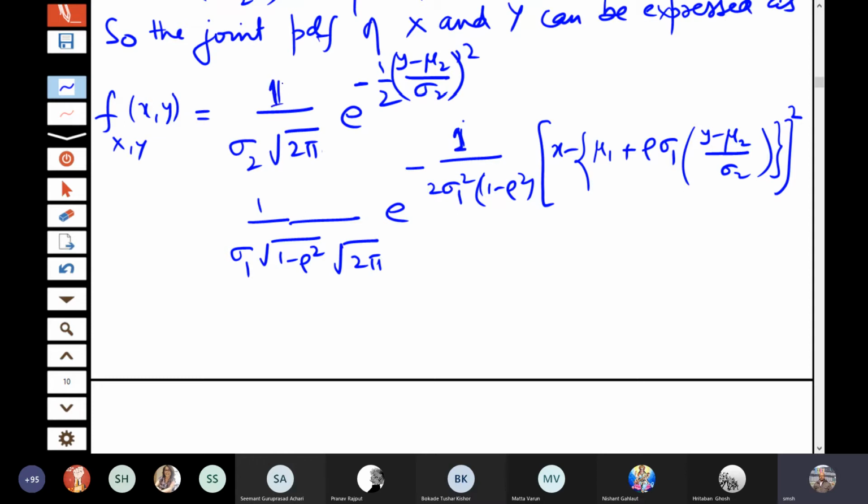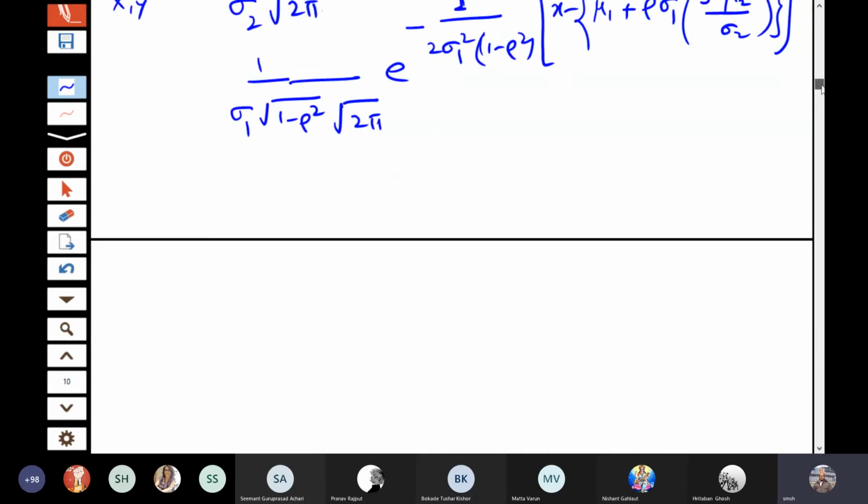So the marginal distribution of y will be obtained if I integrate with respect to x. If I integrate with respect to x, this particular term looks like a normal distribution of x with mean mu 1 plus rho sigma 1 (y minus mu 2) by sigma 2 and variance sigma 1 square (1 minus rho square). So if I integrate with respect to x from minus infinity to plus infinity, this term will become 1, and you will be left with only the first part here.